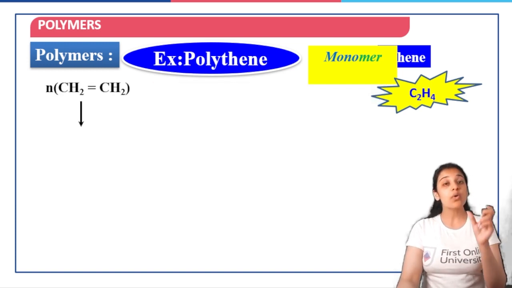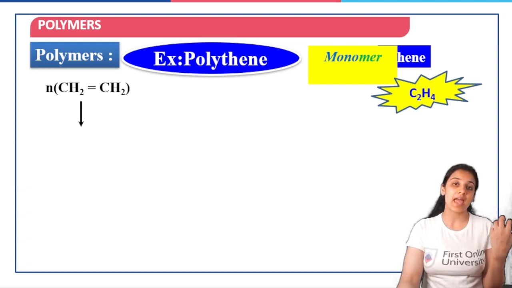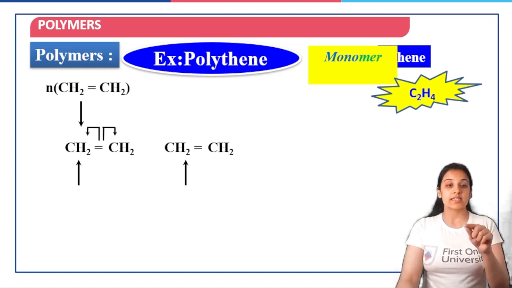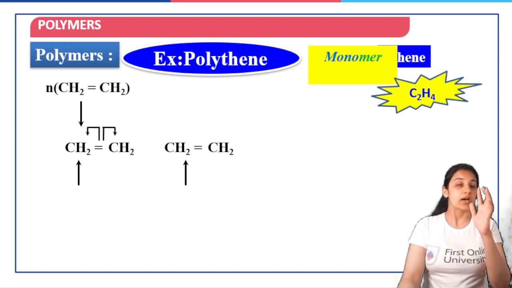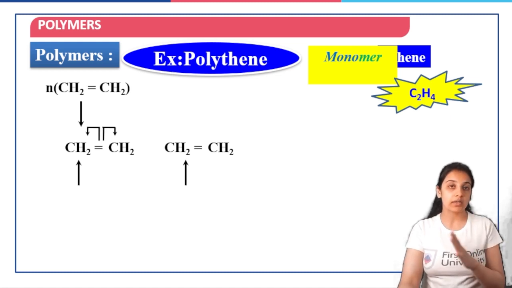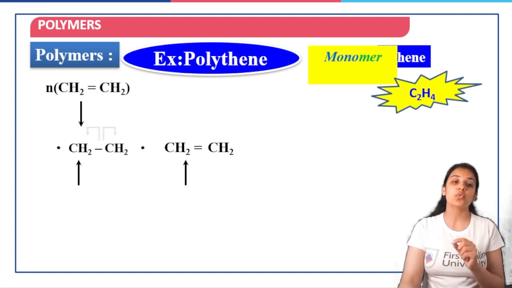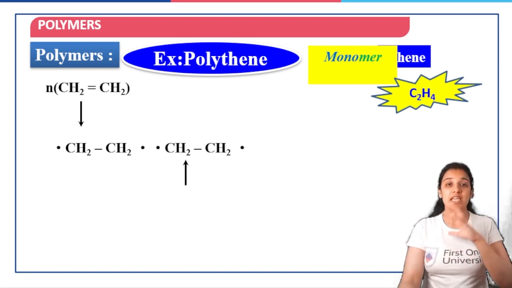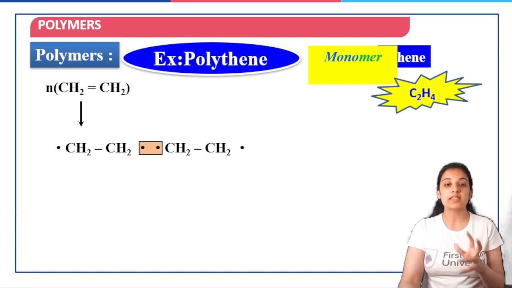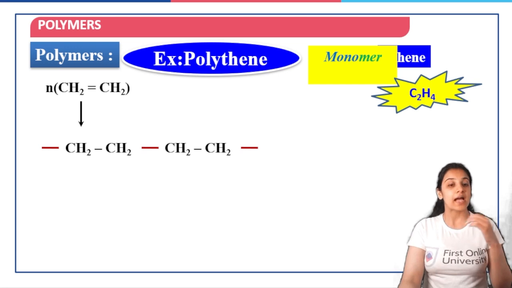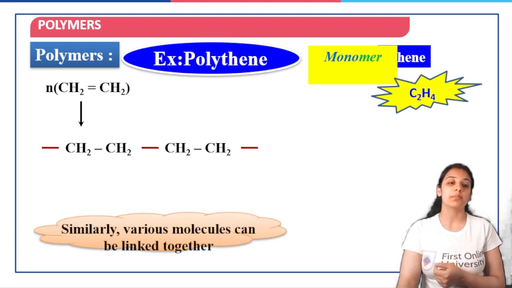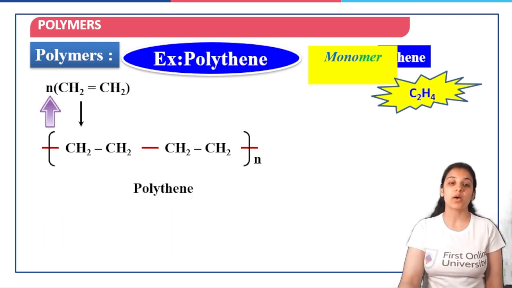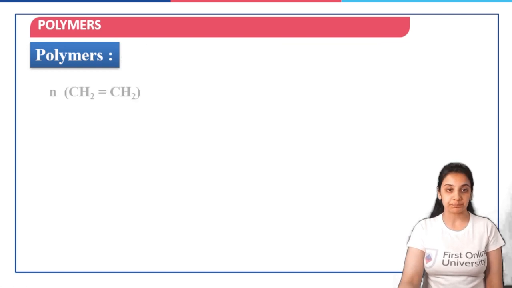Now, how do we form polythene? When we have say n molecules of ethene, they join together, and what happens is that the double bond breaks. A homolytic cleavage of the pi bond takes place, so that each carbon gets one radical. Similarly, the other one will also form one radical each. So each carbon atom has now a free electron, and these can combine together to form a bond. Similarly, we can have a long chain polymer being formed, right? So various molecules of ethene can be linked together in this particular way, and we form the polymer polythene.